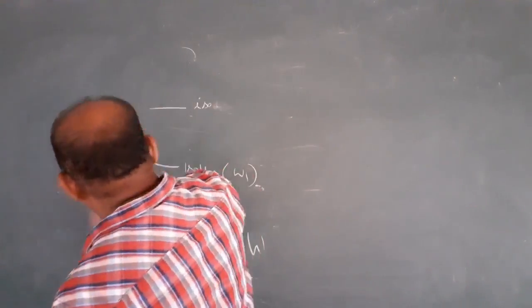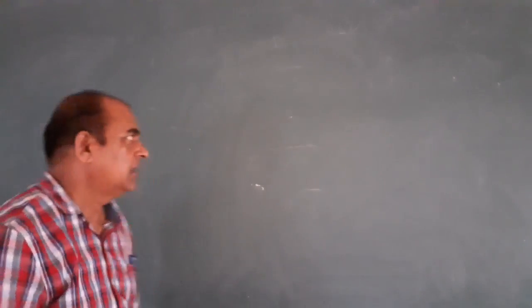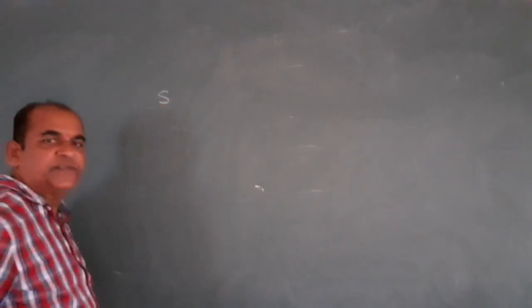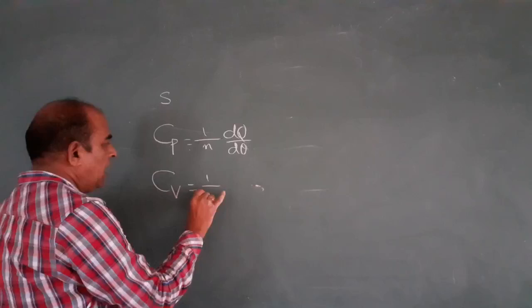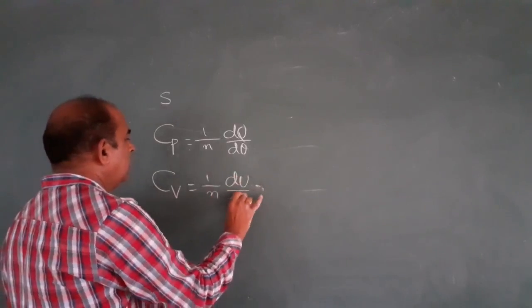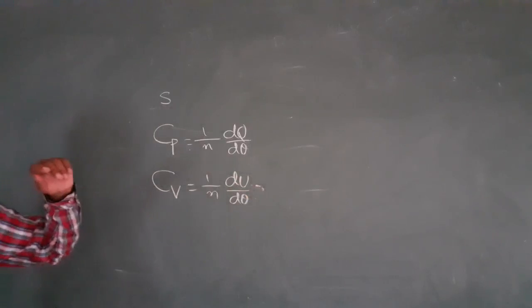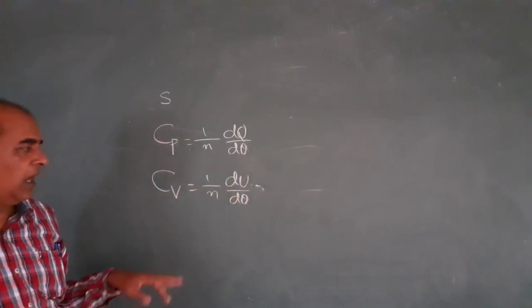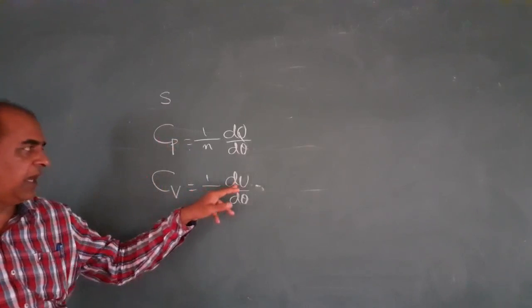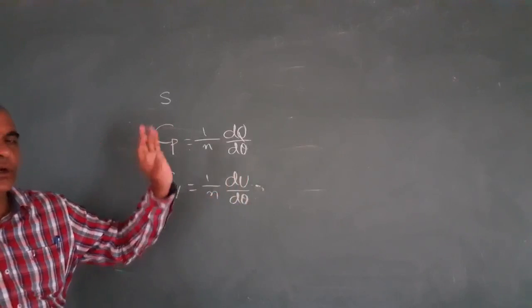Next, we have one more topic, that is specific heats of gas. Actually, solids have only one specific heat, but gases have 2 specific heats. One is at a constant pressure, the second one at a constant volume. So this one is 1/n dQ/dθ, and this is 1/n dU/dθ. At a constant pressure, the heat supplied is utilized to increase its internal energy and to do the external work. But at constant volume, whatever heat is supplied increases the internal energy only, with no external work.